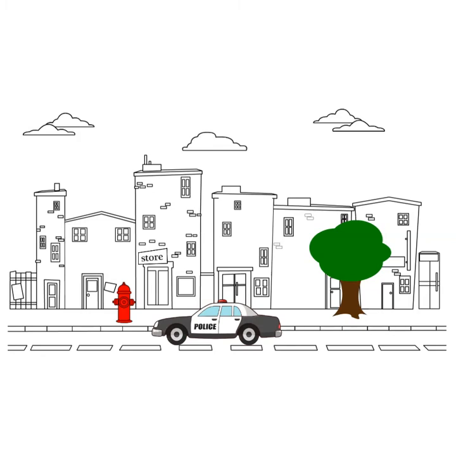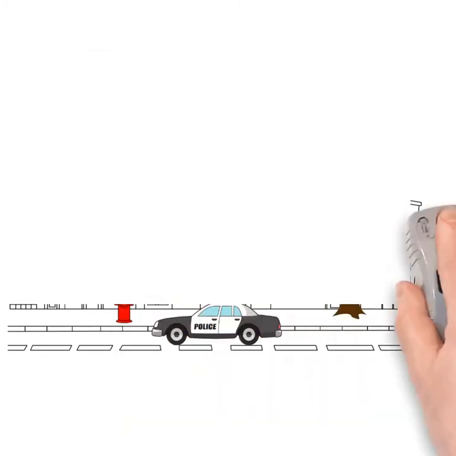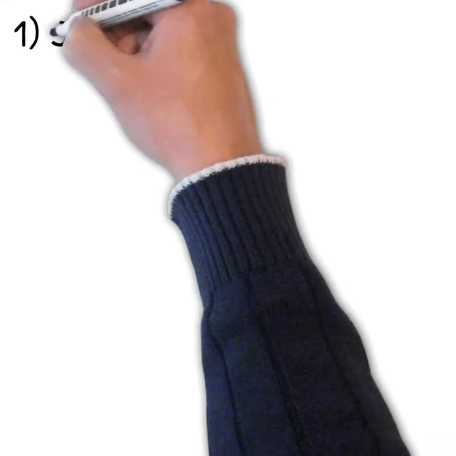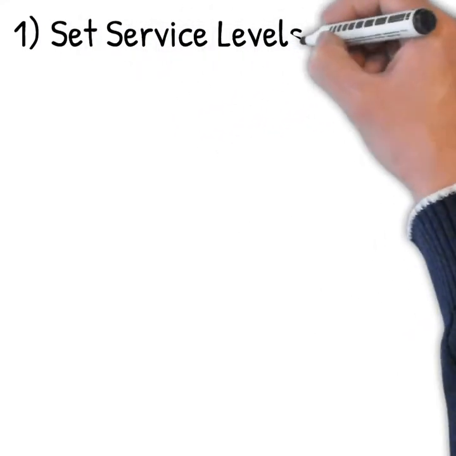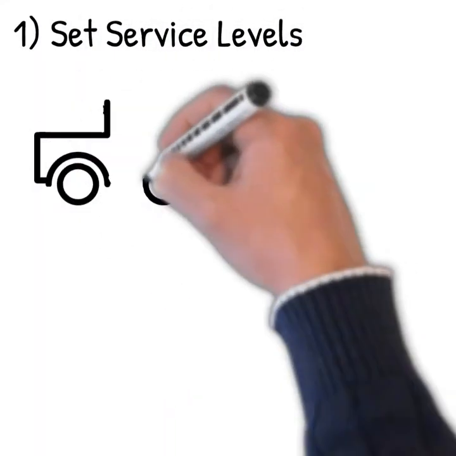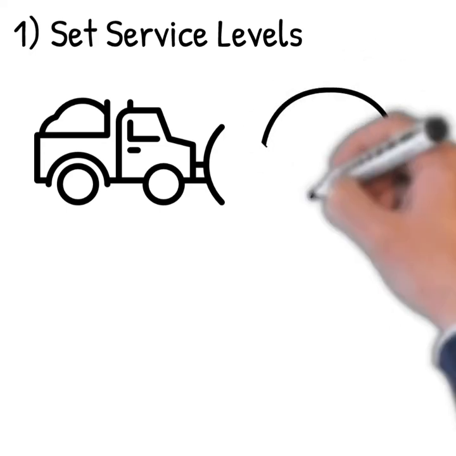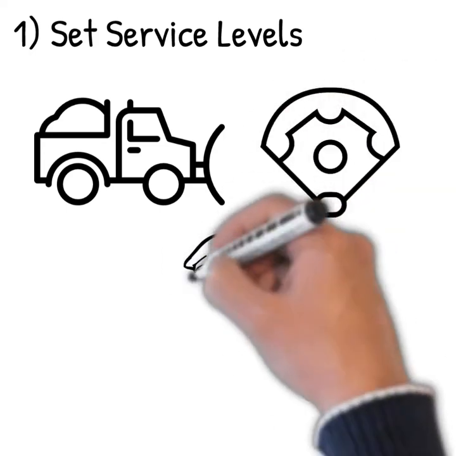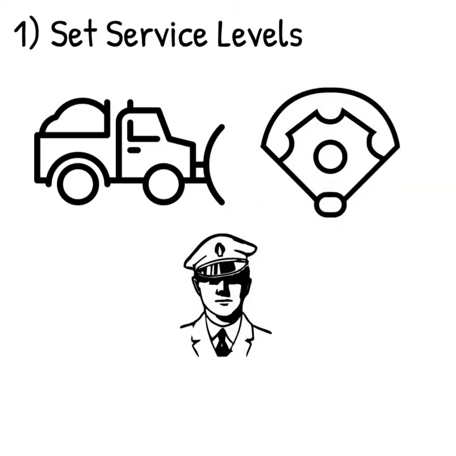As council sets the budgets for city services, there are four main steps. Number one, council sets service levels. It determines how often the road should be plowed, what condition we should keep our sports fields in, how many police to hire, and other expectations for city services.